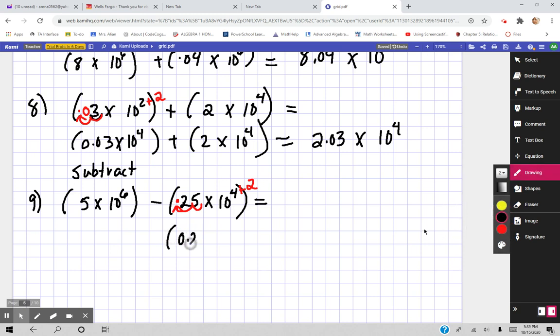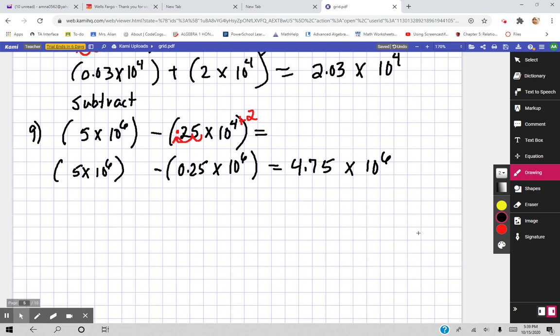This will be 0.25 times 10 to the 6. They're equivalent. They're just different forms. Okay, we can go ahead and subtract. 5 minus 0.25 is 4.75. And we keep our common power 10 to the 6. Okay? Last one.